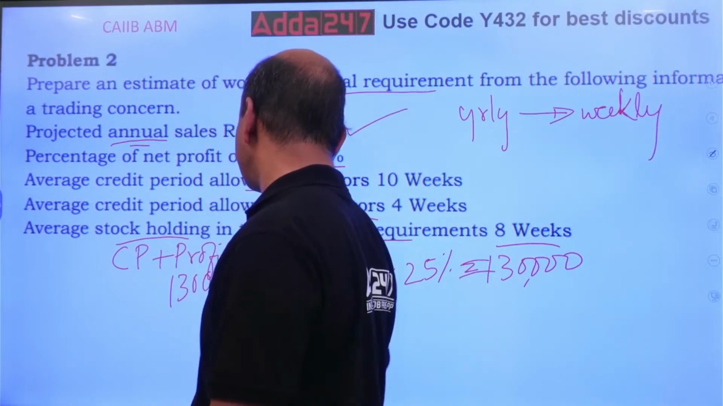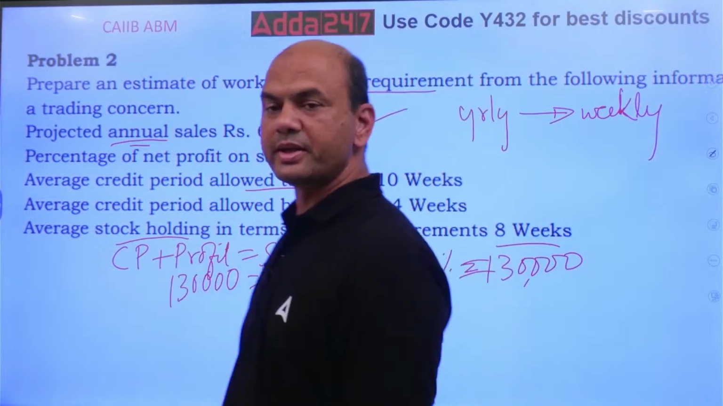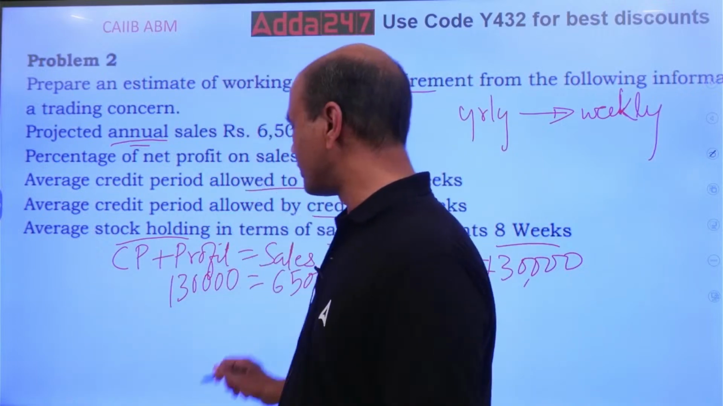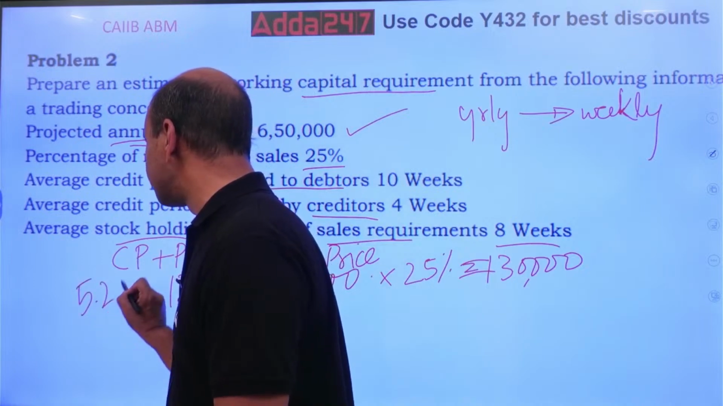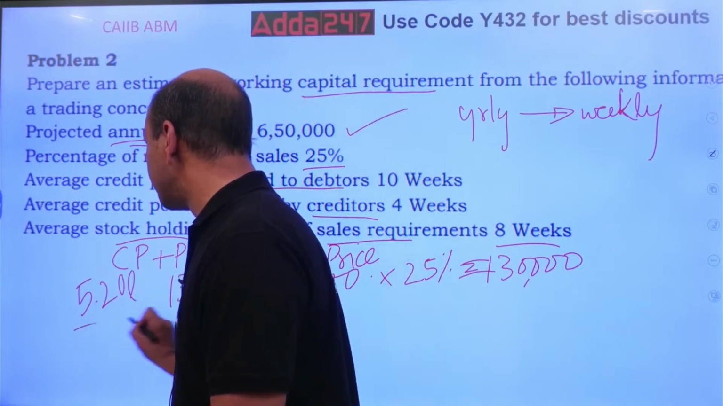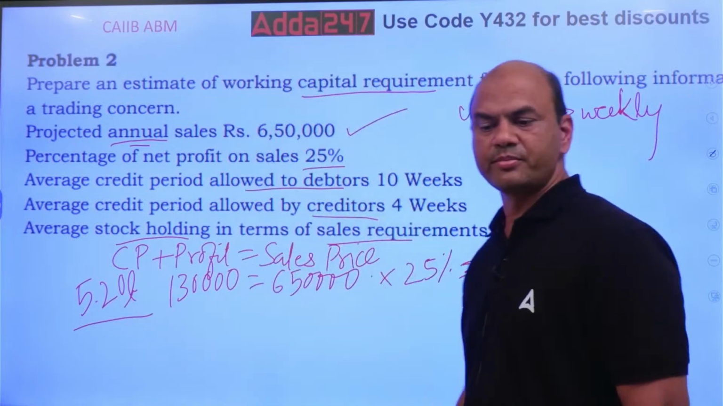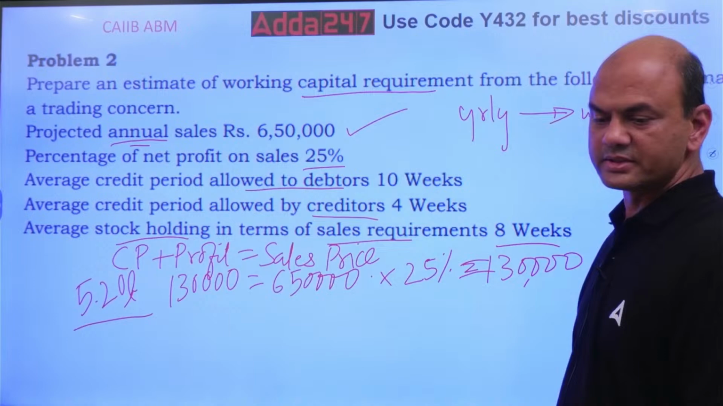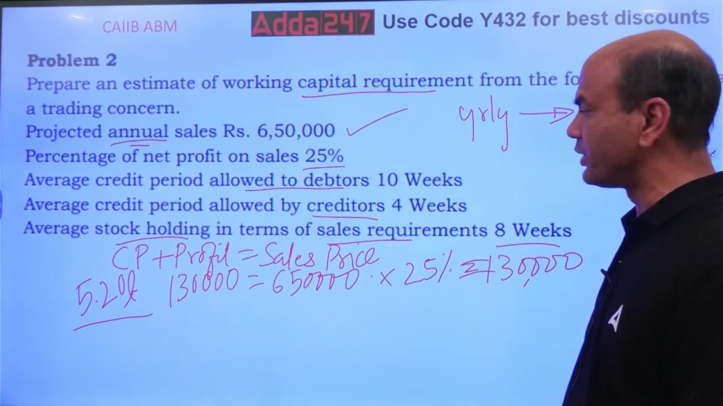Okay. So if this is your profit and this is your sales, what is the cost price? Subtract it. So cost price will be 5,20,000, 5.20 lakhs. I'll write it now. So this 5.20 lakhs, you have taken it over there, isn't it? Got it? 5.20. I'll write it.